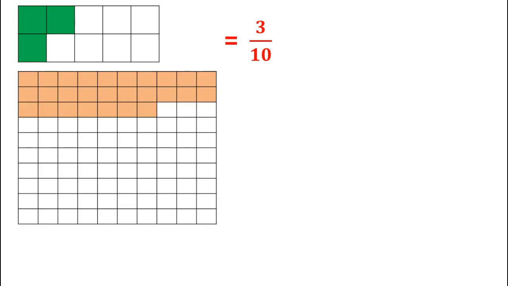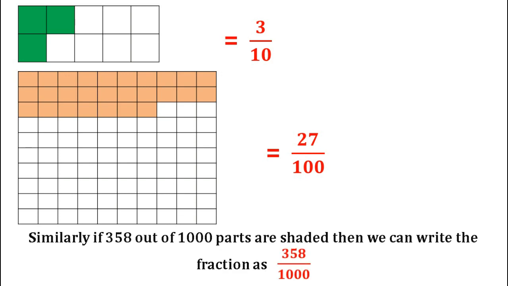Now, let us look at another box, which is divided into 100 equal parts, of which 27 are shaded or colored. So the shaded region represents 27 by 100. Similarly, if 358 out of 1000 parts are shaded, then we can write the shaded region or the fraction as 358 by 1000. So the fractions 3 by 10, 27 by 100 and 358 by 1000 are termed as decimal fractions.